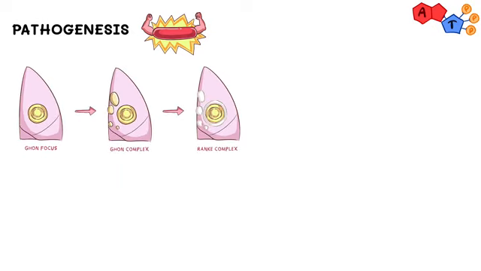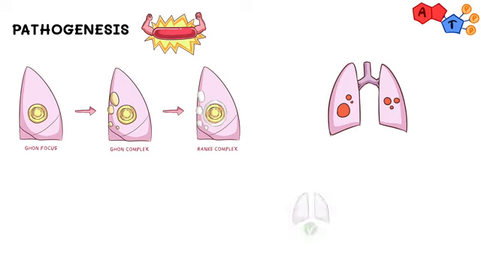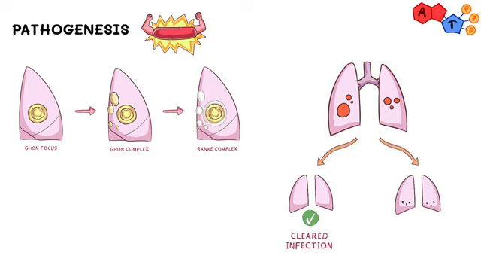Now, there are two scenarios that can happen. Either the immune system is finally able to kill off the Mycobacterium tuberculosis, and that's the end of the story, or the mycobacteria remain viable. Even though they're walled off, they just remain dormant. This is known as latent TB.